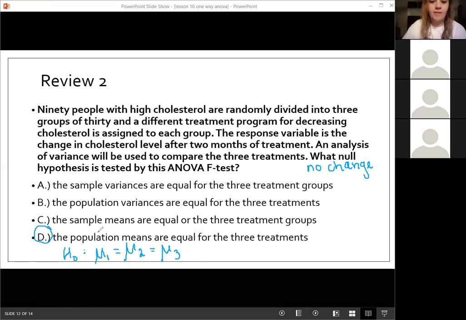Remember, we are talking about population means, so we can knock out A and C because they're talking about sample means. So that's no bueno. And then for B, it's talking about the population variances being equal, which is not what we're talking about. We're talking about the population means here. So that's why it'd be D. So good job. It's kind of a tricky one. So you guys did great with that one.